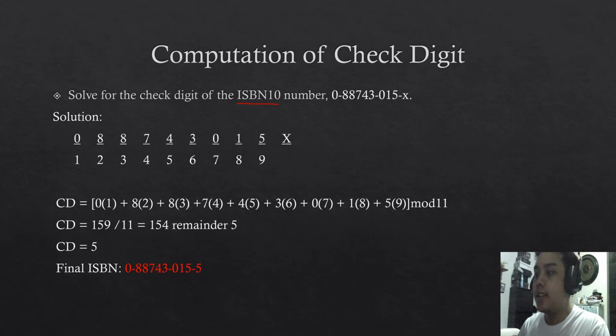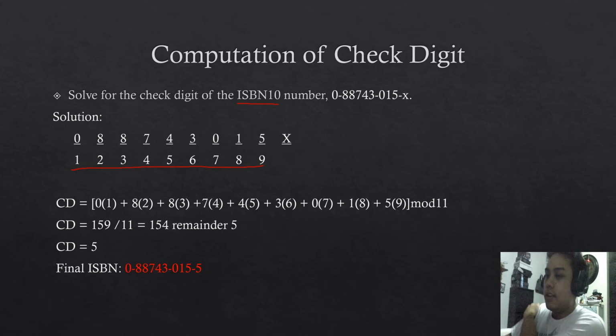In solving for the check digit of an ISBN 10 format number, first we must write the individual numbers down, and below them put some place values. As you can see, the place values only go up to 9, because the check digit is missing and we only have 9 digits.